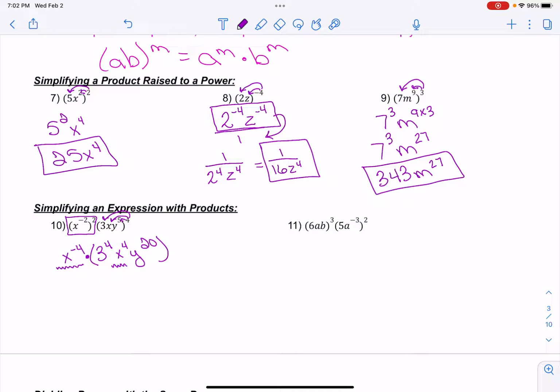And remember, anything to the 0 power is just 1. So the idea of x goes away because it's just the number 1 now. There's no more x there. So we are just left with 3 to the fourth, y to the 20th. And then the last step we have to do is just simplify that 3 to the fourth, which is 81. And then we just have this y to the 20th to tack on at the end there.